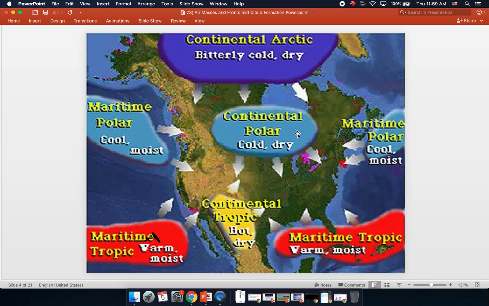All right, continental polar. These are air masses originating closer to the poles that form over continents. These are also going to be cold and dry. Then we have maritime polar. Those are going to be your cool, moist air masses.